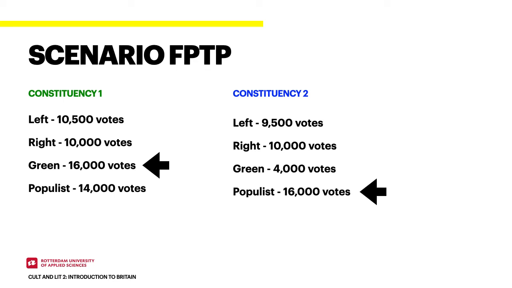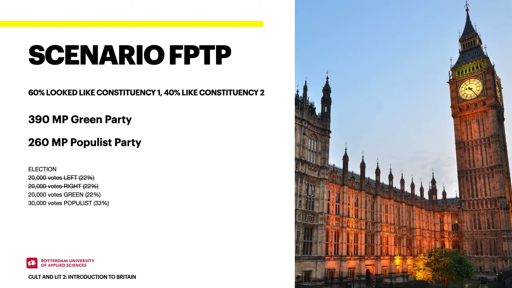And that means that if we look at a parliament in which 60% of the constituencies voted exactly like our scenario number 1, and 40% voted exactly like scenario 2, that 390 seats would go to the Green Party and 260 seats would go to the Populist Party. But if we actually tally up the votes, we'll see that the Left Party, the Right Party, and the Green Party each got 22% of the votes nationwide, and the Populist Party got 33% of the votes. And yet the Green Party won more seats because the rest of the votes within each constituency don't count.